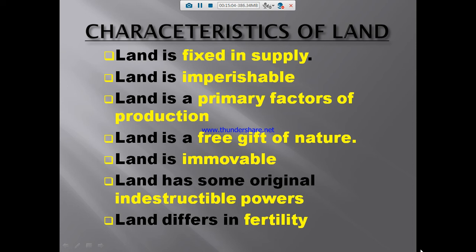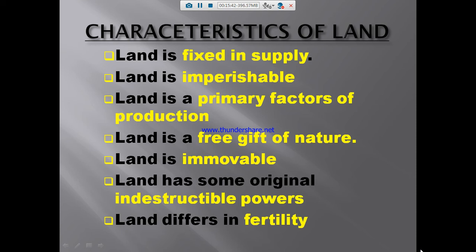Whether the total quantity of land makes any changes? No, it's limited and cannot be increased or decreased. No alteration can be made in the surface area of land. Can the land be increased or decreased? No, it's fixed in supply. And next one, land is imperishable. All man-made things are perishable and may even go out of existence, but land is imperishable, it cannot go out of existence. Did you understand that? Okay.